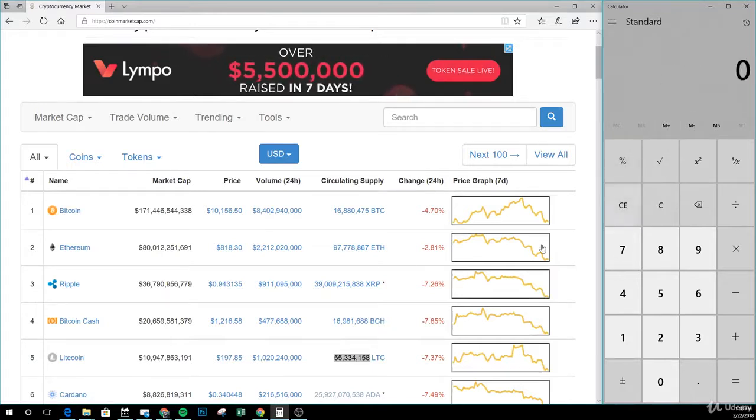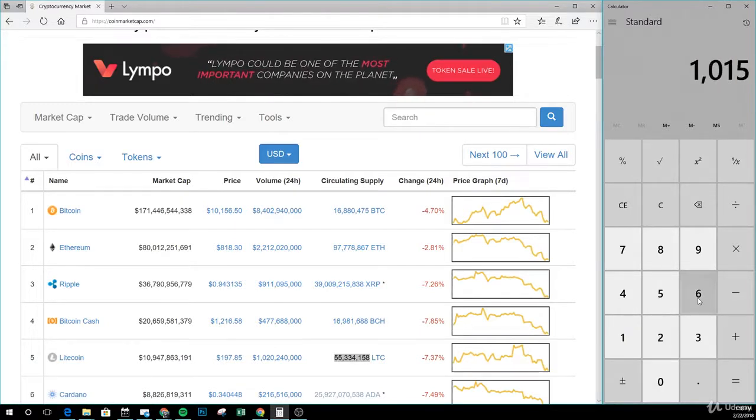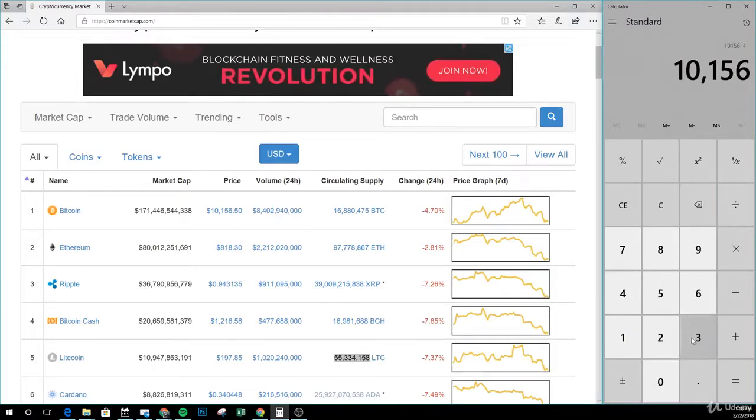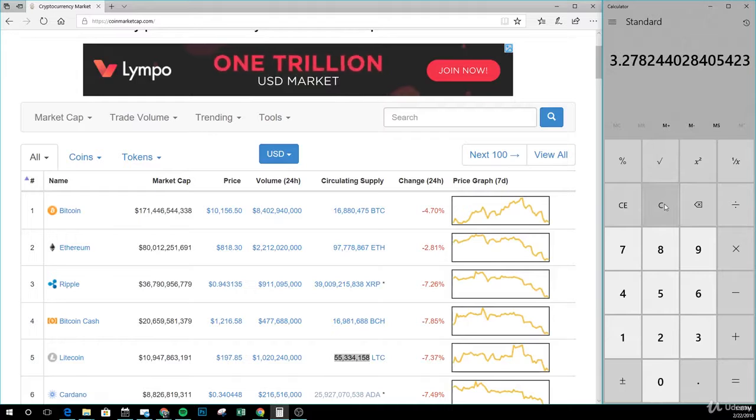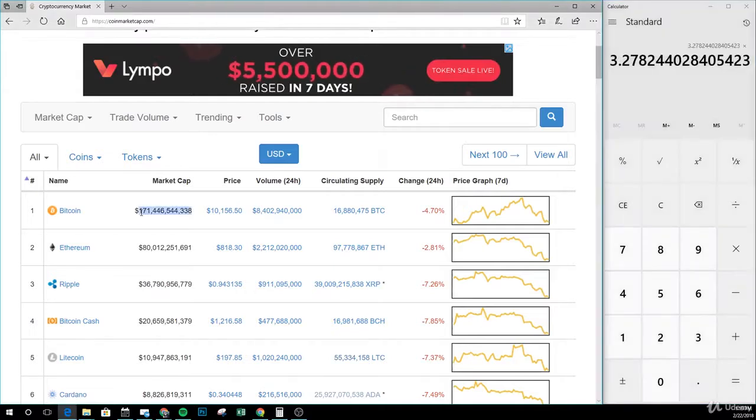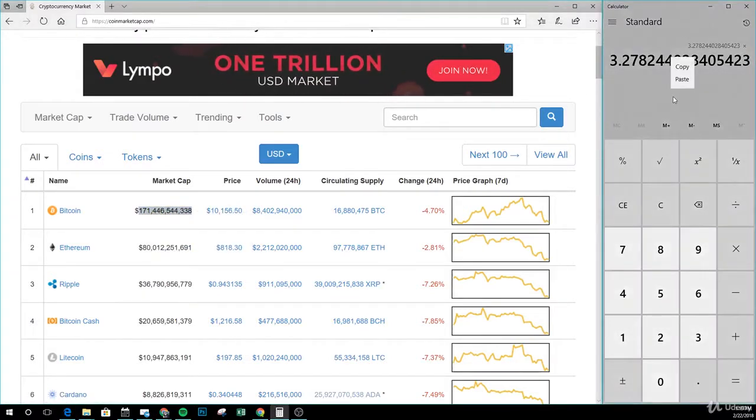So then we can just do 10,156 divided by 3,098, and that gets us 3.27. So then if we take the market cap of Bitcoin and multiply it by 3.27, copy that, paste that in there. Oh wait, let's see here.